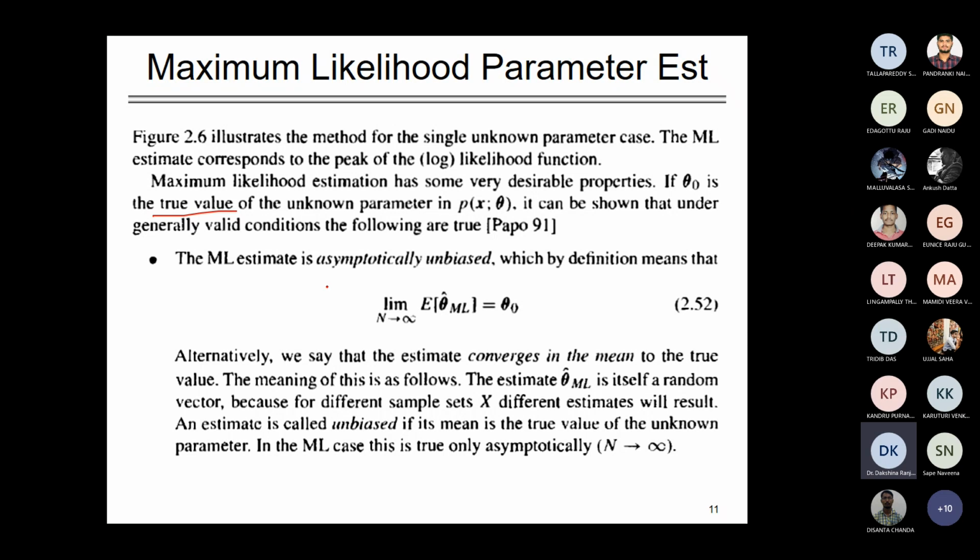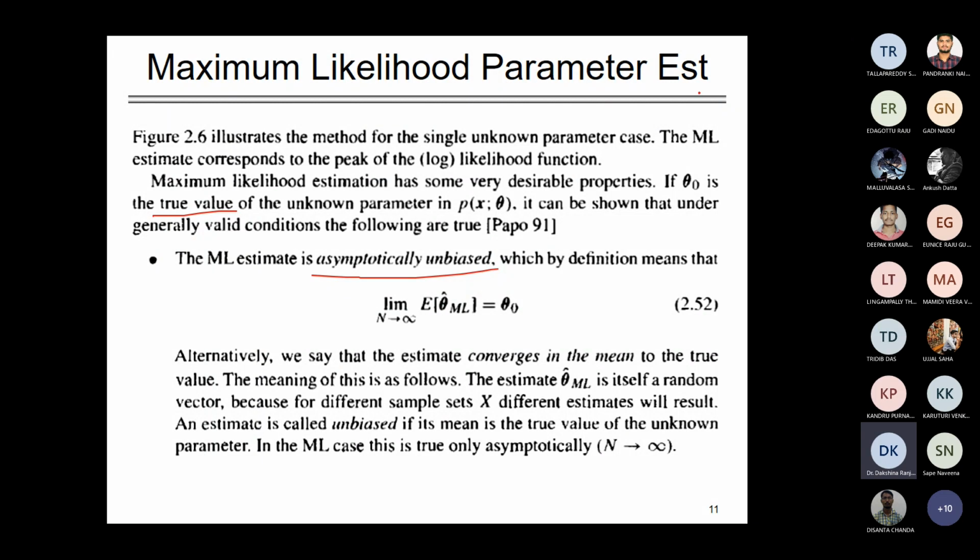Okay. So this is the true value of the unknown parameter in this function. We can see that under some valid conditions, the following properties are found to be true. The first property we will be talking about is that the ML estimate is asymptotically unbiased. What do you mean by asymptotically unbiased? That means the bias function converges to zero, which is in other words known as asymptotically unbiased. So the maximum likelihood estimate is asymptotically unbiased.